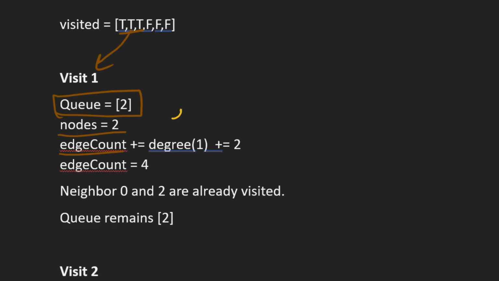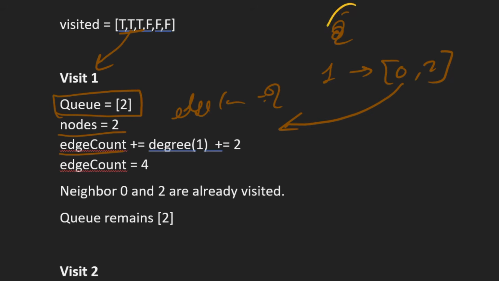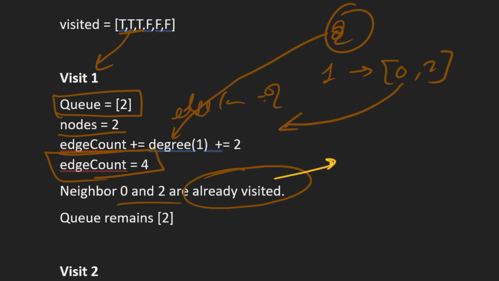Edge count was 2, and as we know, 1 is connected with 0 and 2. So again we add the degree of 1. So degree of 1 is 2. So we again add 2 to the edge count. So edge count will become 4. And the neighbors of 1 are 0 and 2, and they are already visited. So we do not push anything into the queue. So now in the queue we are left with only 2, right?